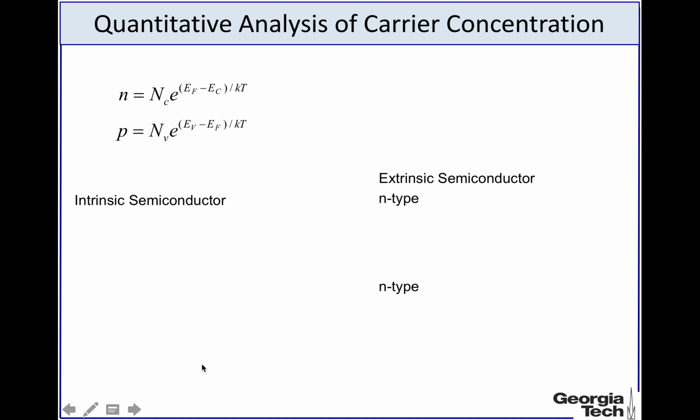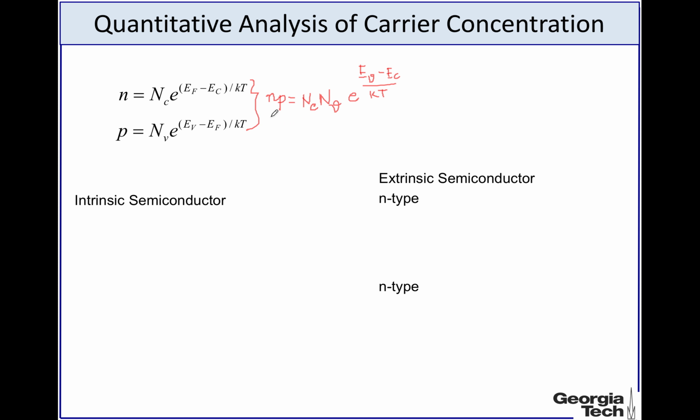Now let's do some more quantitative analysis. Again, we start with these two equations. What you can see is that, irrespective of whether the semiconductor is intrinsic or extrinsic, if you multiply n and p, you get Nc multiplied by Nv e to the power (EV minus EC) over kT.